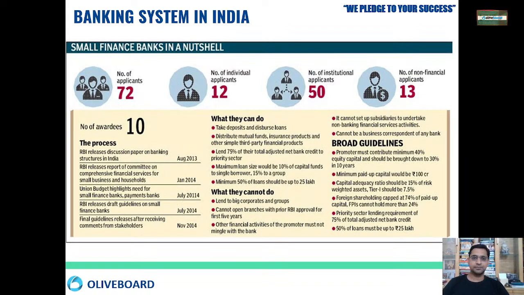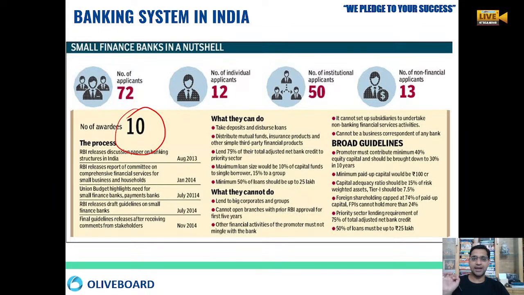If we see over here, this is some kind of data on that. For small finance banks, normally they got 72 applications. 12 individuals applied, 50 institutions applied, and non-financial applicants were 30. They applied for these banking services, and a total of 10 got the final license. So what can these small finance banks do?